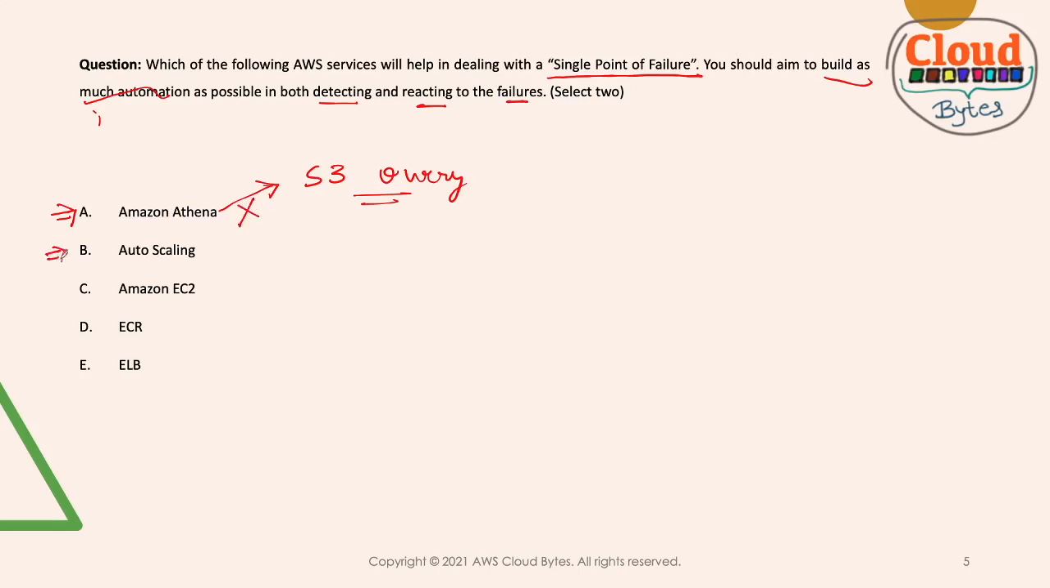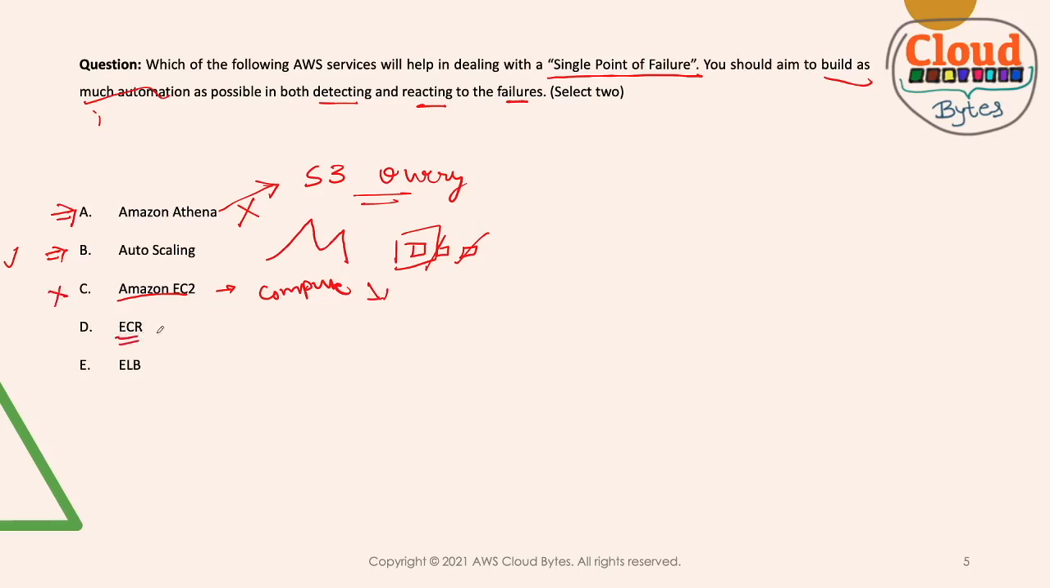Now auto scaling. What exactly is auto scaling? Auto scaling is based on how the demand goes up and down, up and down. You add new compute instances or you reduce compute instances as per your need, basically. So auto scaling looks like a relevant answer over here. So I'm just keeping it as one of the options. What is Amazon EC2? EC2 is just a compute instance. If the compute instance is gone, it's gone. It's going to be a single point of failure, so we can discard it.